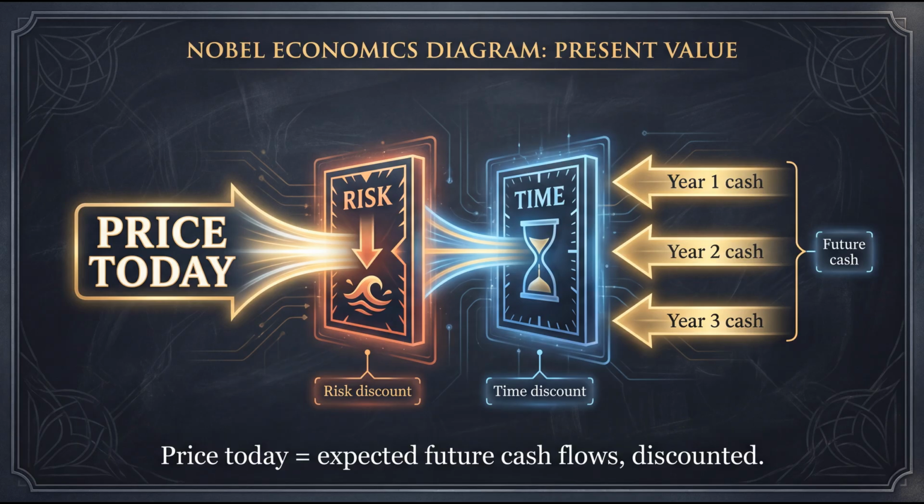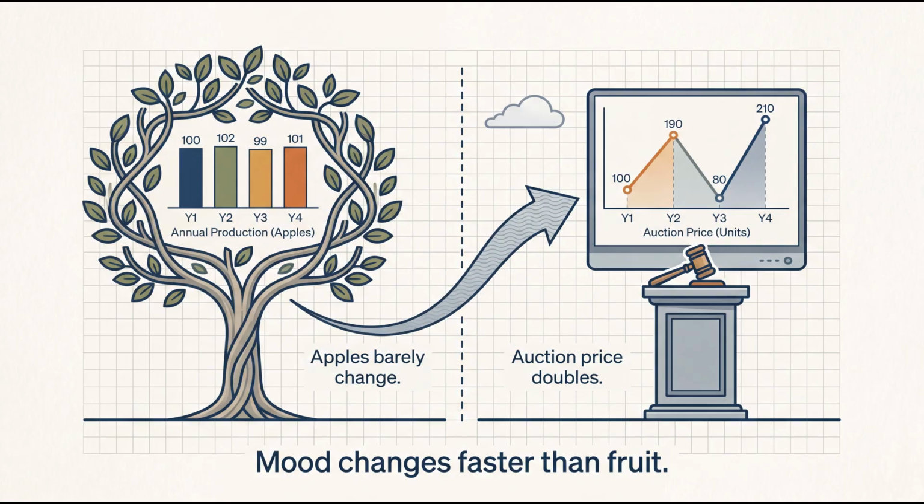Start with a simple investment question. What is a stock worth? The plain answer is, a stock is worth the future cash it can send back to its owner, adjusted for time and risk. Adjusted for time means a dollar 10 years from now is worth less than a dollar today. Adjusted for risk means an uncertain dollar is worth less than a safe dollar. That idea gives finance its basic present value model. Price today equals expected future cash flows discounted back to today.